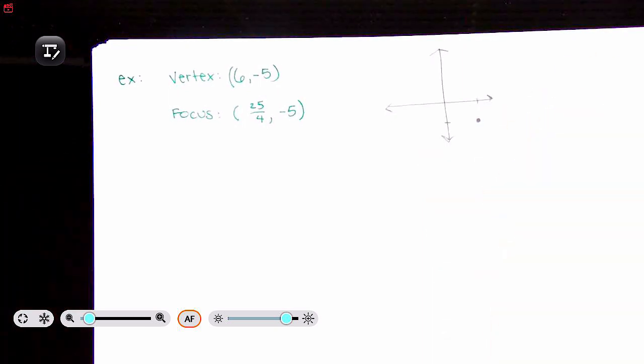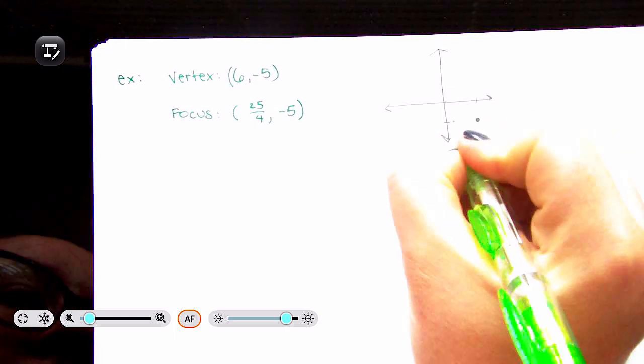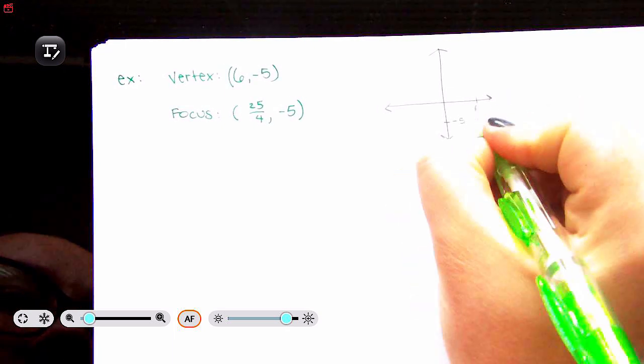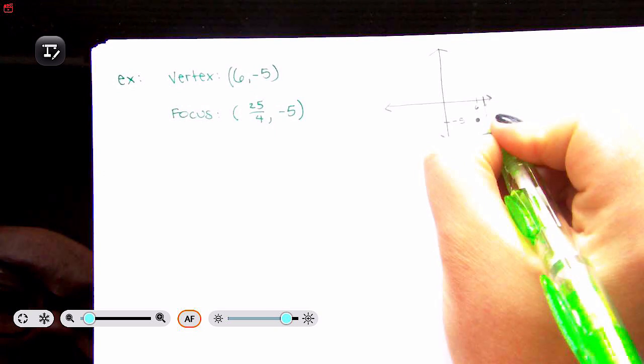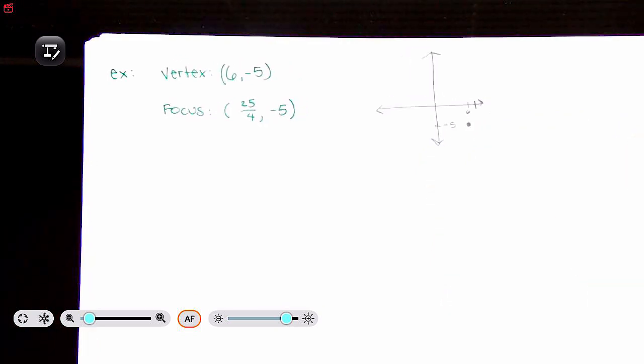And then I have 25/4. So 25 divided by 4, that's about 6 and a little bit, so 6 1/4. So if this is -5, and this is 6, 6 1/4 is about here. Again, we're just guesstimating where these values are. We just need to see where the vertex and the focus are located.